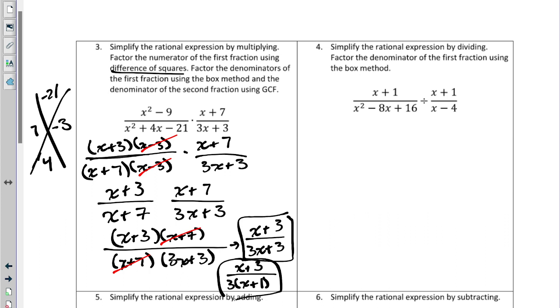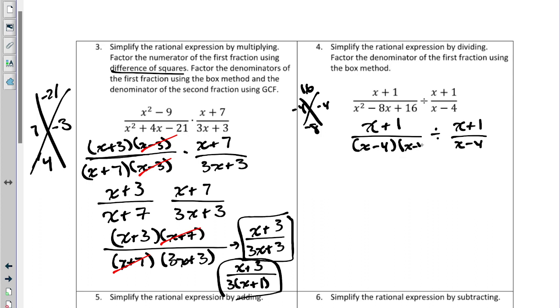All right, so let's keep going. Now we're going to divide two fractions. And so let's just factor again, rewrite it, and then we'll do the division. Okay, so I need to keep everything the same except for this first denominator, because I'm going to factor it. So I need two numbers that multiply to 16 and add to -8. That's going to be -4 and -4. So that becomes x minus 4 times x minus 4.